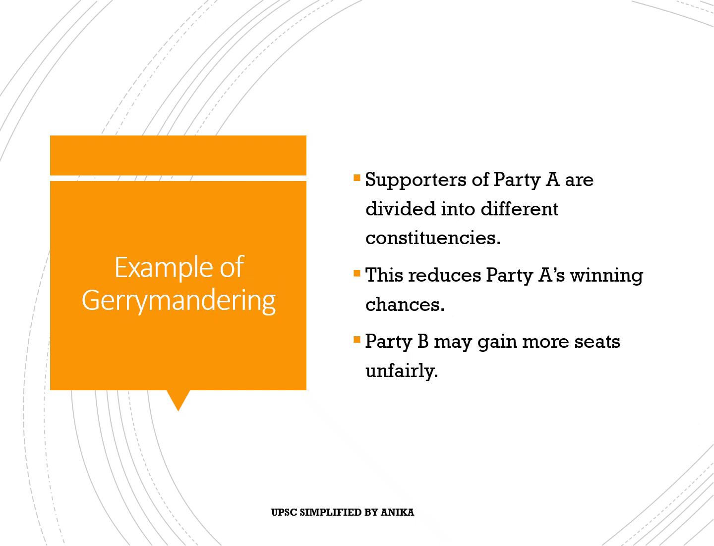Now let's see the example of gerrymandering. Suppose a city has many supporters of Party A living in one area. The boundaries of constituencies may be changed so that these supporters are divided into different constituencies. This can reduce the chances of Party A winning and help Party B gain more seats.